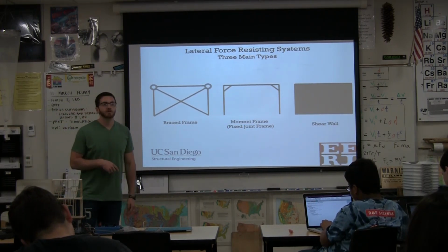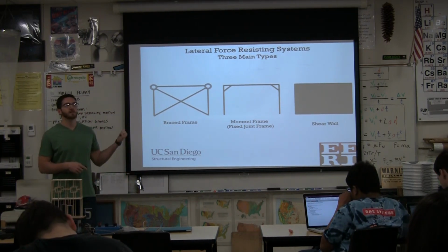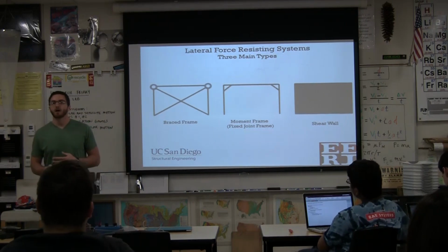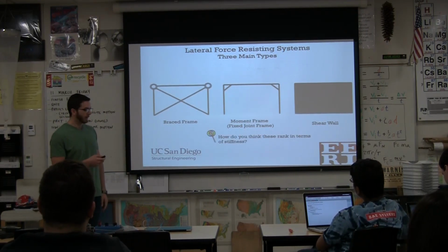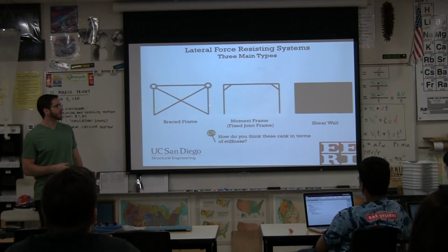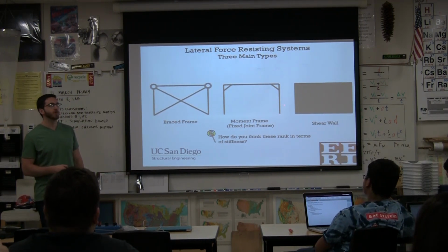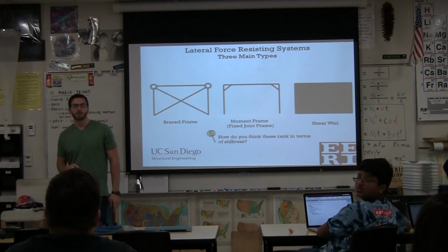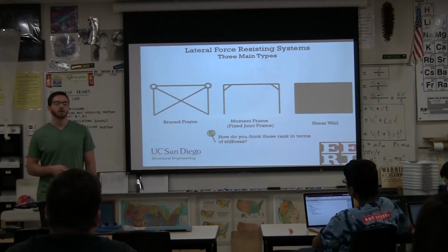So now we're going to spend some time talking about these specifically. There's pros and cons. They all act differently. So we're going to talk about that. But I want to know, in terms of stiffness, how would you guys rank these? From the most stiff to the least stiff. The most stiff would probably be like the shear wall, and then the brace frame, and then the moment frame.